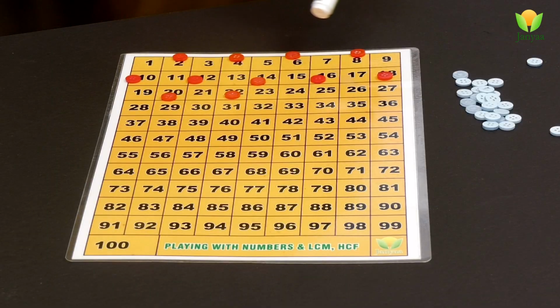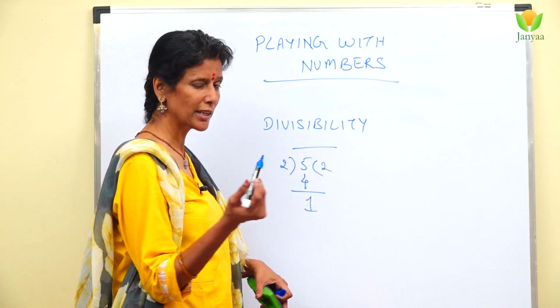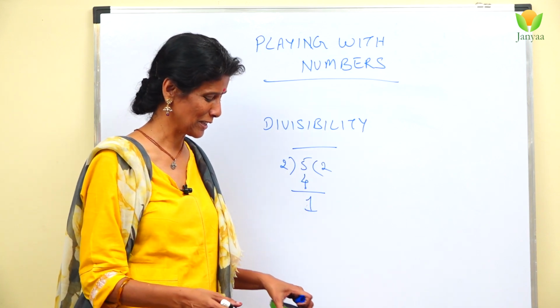Okay. So that is what we have done here. We found out all the numbers that are divisible by 2. When you know the multiplication table, it becomes much easier to find this out as well. Okay.